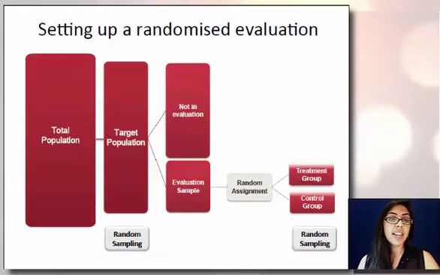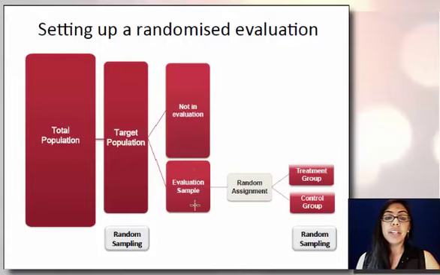So in the context of setting up a randomized evaluation, you have the total population in the area you're looking at, and within that you decide on a target population to study. Once you have a target population, you use random sampling to come up with a sample that you are going to evaluate. So this sample is representative of your total population because you've sampled from them randomly.